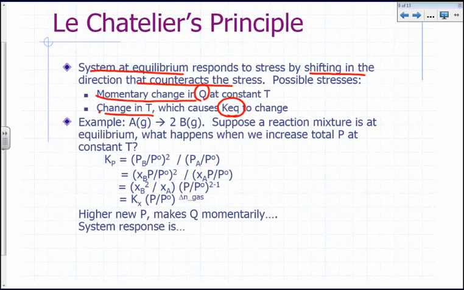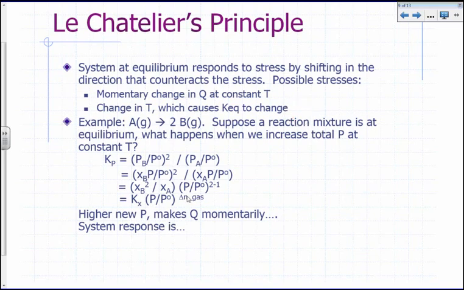So momentarily, in both of these cases, the stress will cause your Q to be not equal to KEQ. And so the response of your system will be to make Q equal to KEQ again. It's going to shift either to the left or to the right. Reverse reaction or forward reaction until Q becomes equal to KEQ again.